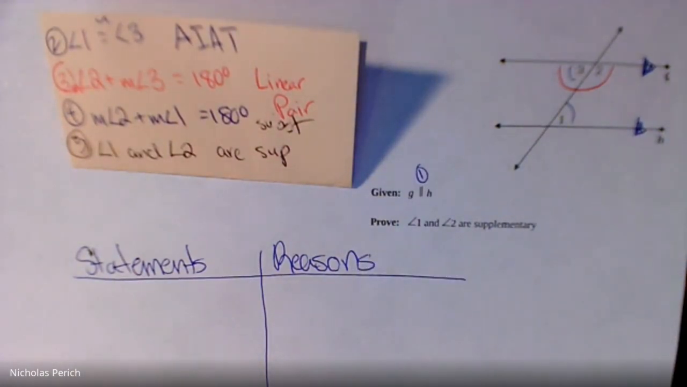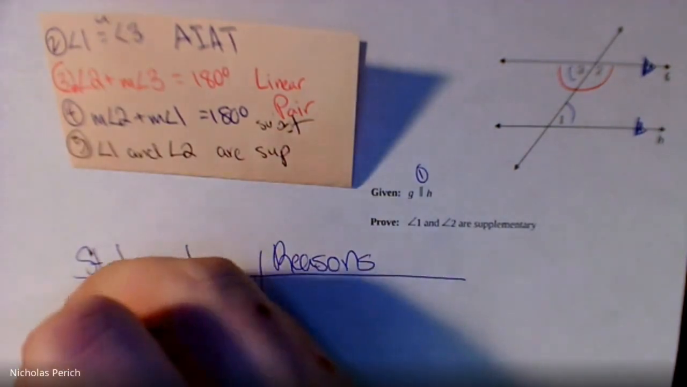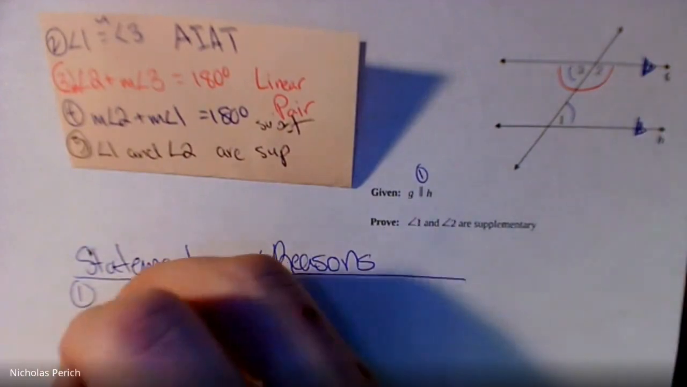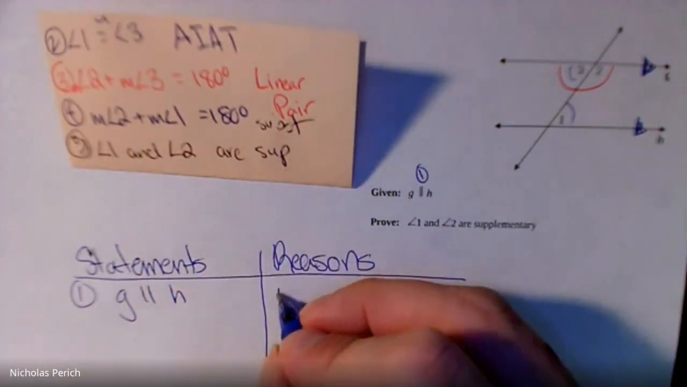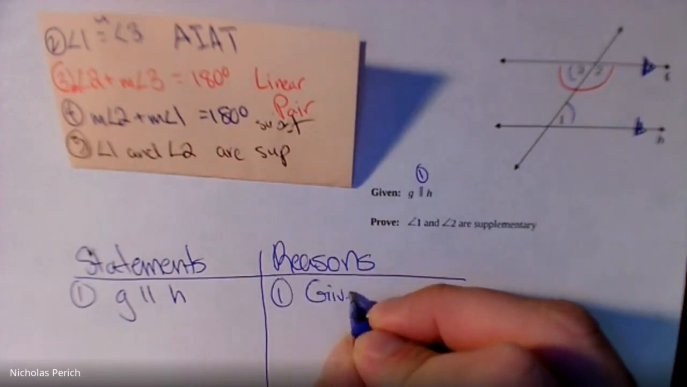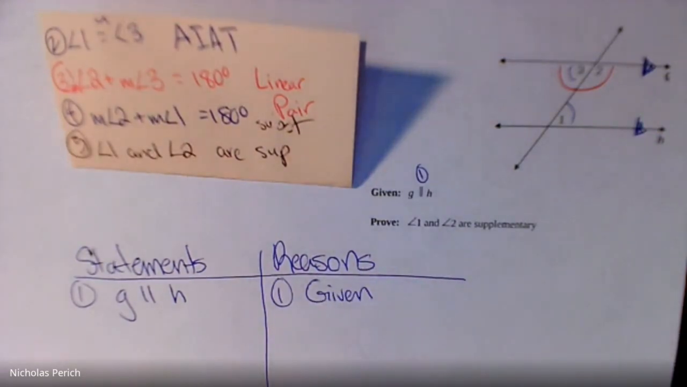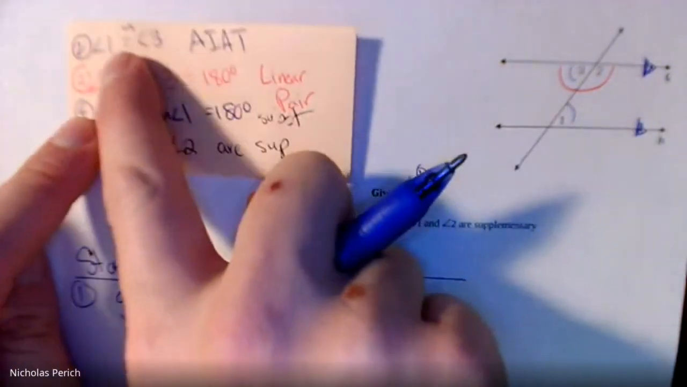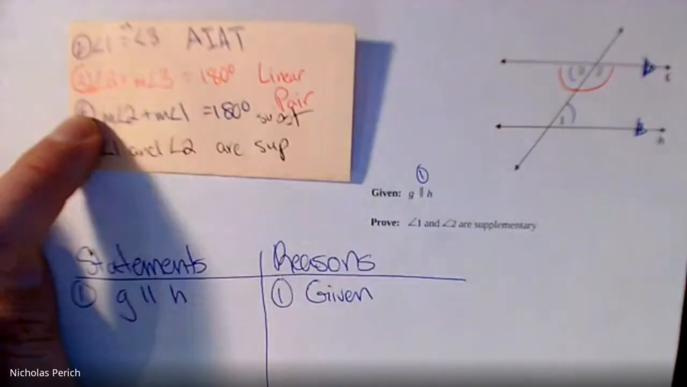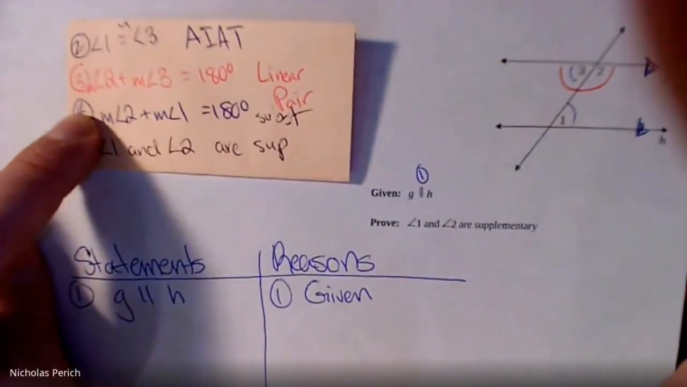As usual, my first statement is going to be the given. And my given is G is parallel to H, and that's my given. If I bend that down, you can kind of see that I wrote out that angle 1 is congruent to angle 3.